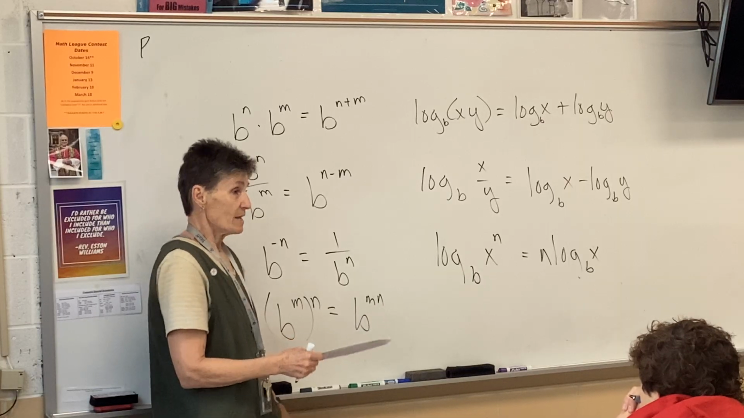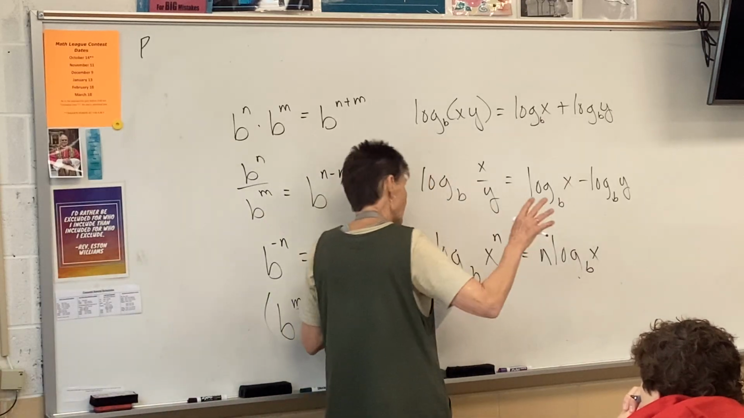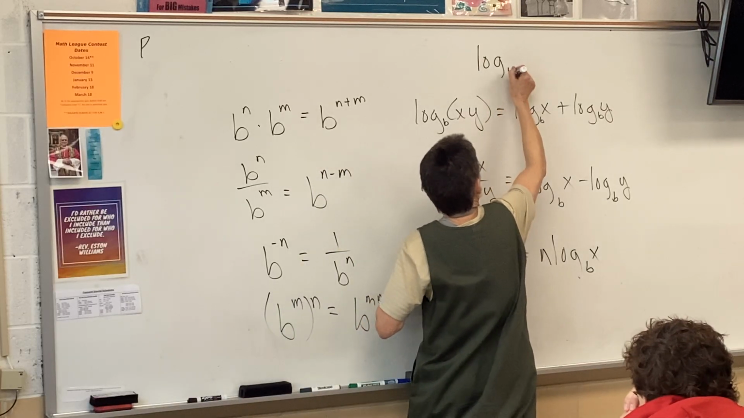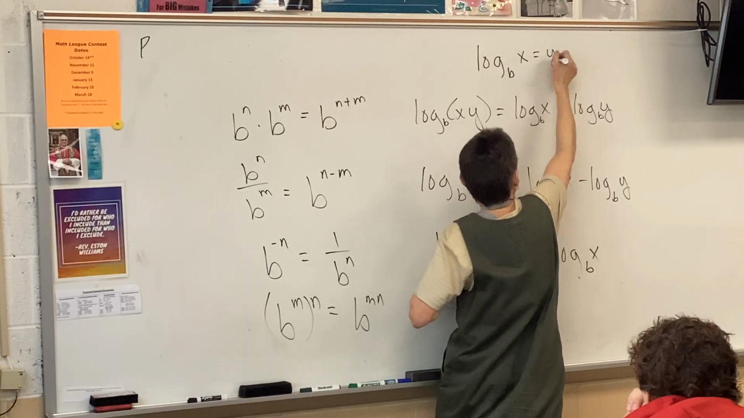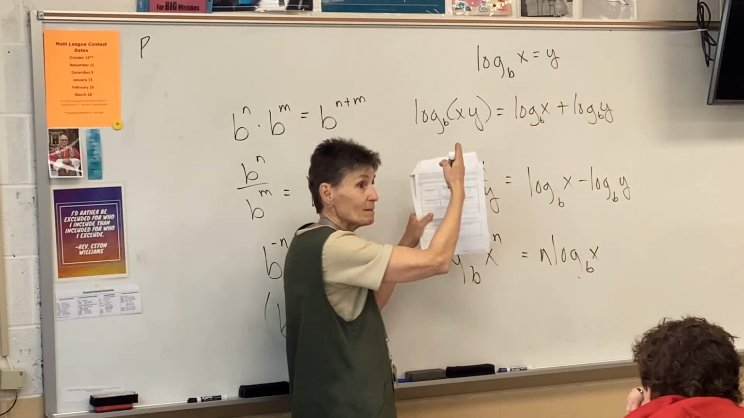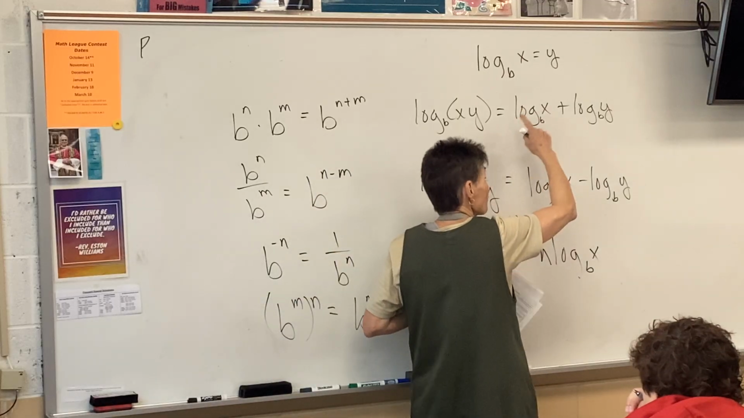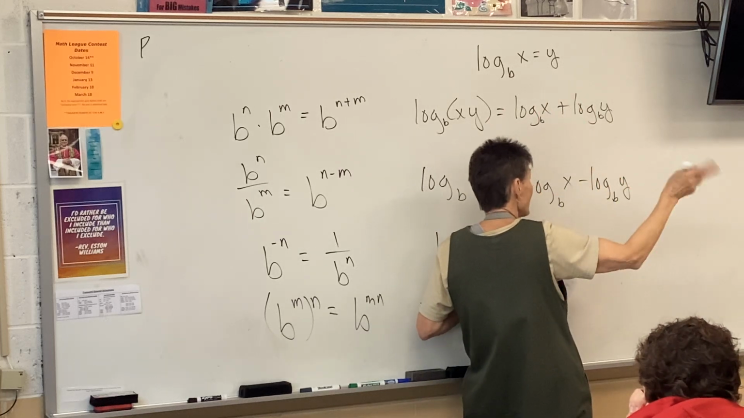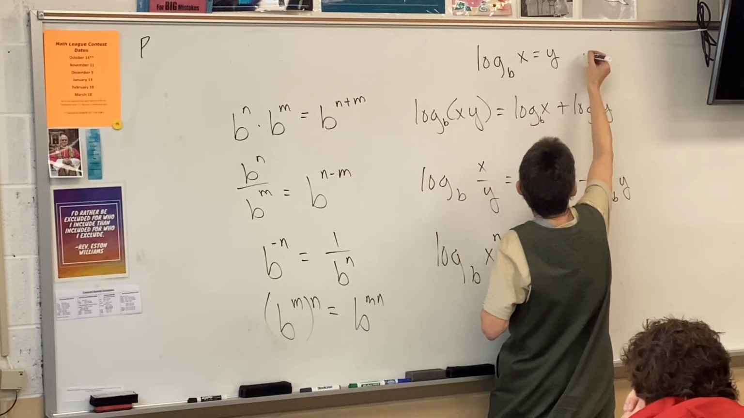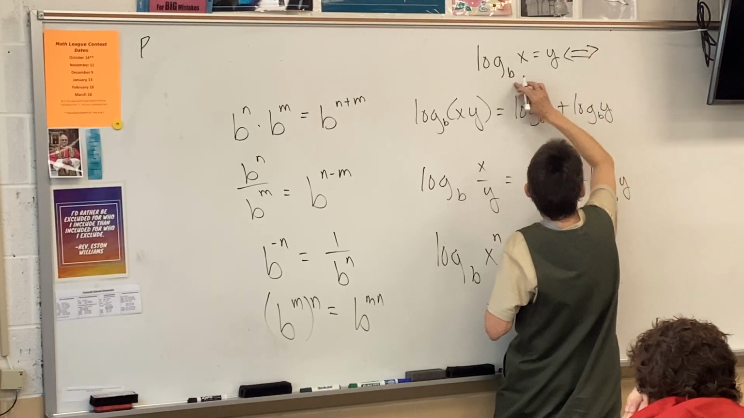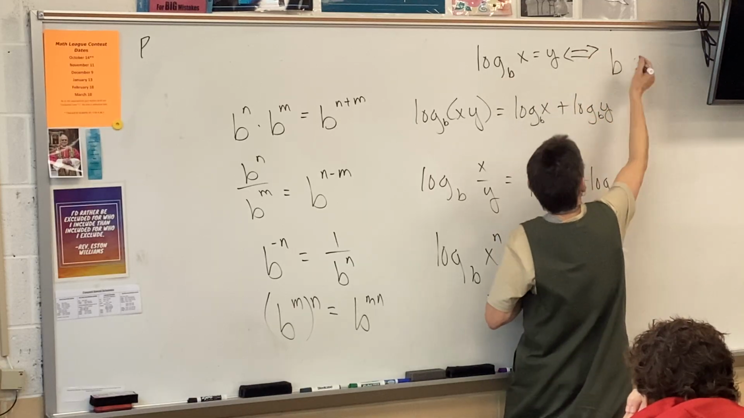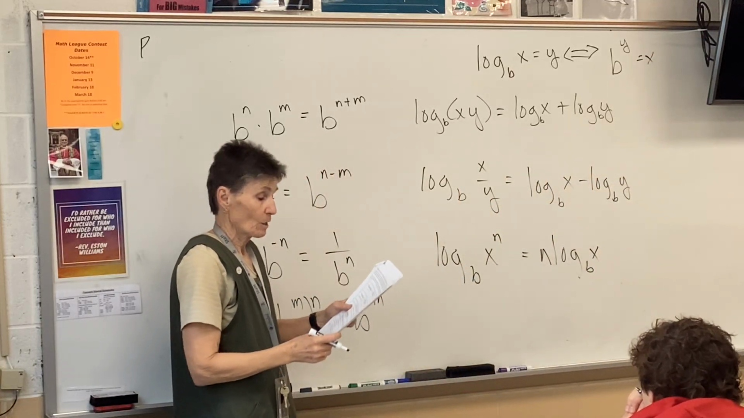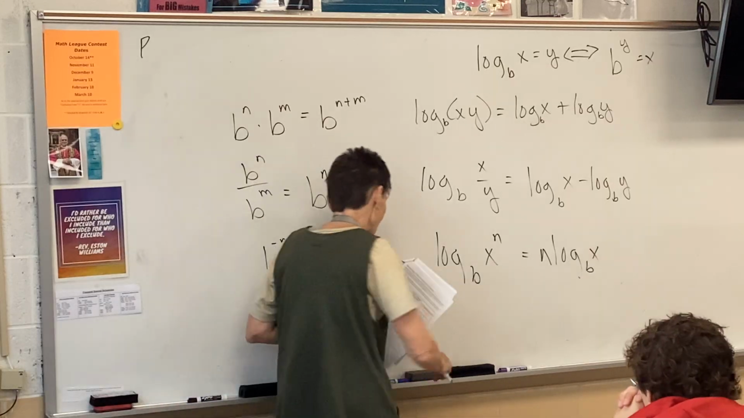Okay? The other thing that is critical, and I know you already know it, but I'm going to write it down one more time. If we have the log base b of x equals y, we have a logarithmic statement like that, we can translate that into an equivalent exponential, and what would the exponential be? B to the y equals x, right? Okay. All right, let's bump down now and start using all this.